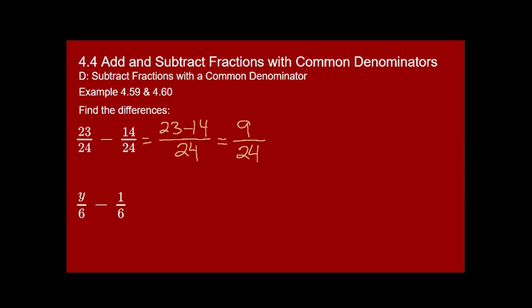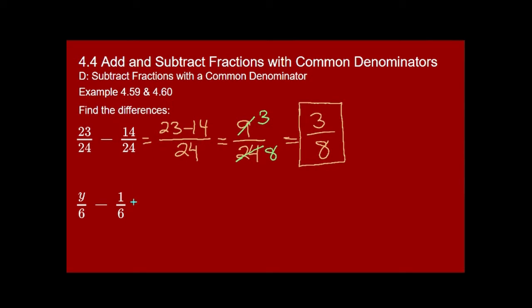We need to figure out what number goes into 9 evenly and into 24 evenly. I know that 3 goes into both of those, so I'm going to see how many times 3 goes into each of these. 3 goes into 9 3 times, and 3 goes into 24 8 times. So I can write this as the reduced fraction 3/8, and this is my answer. Make sure you subtract and then reduce.